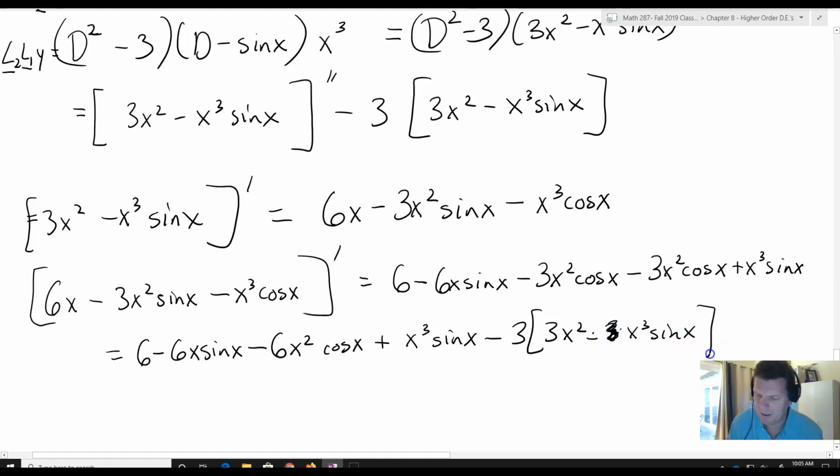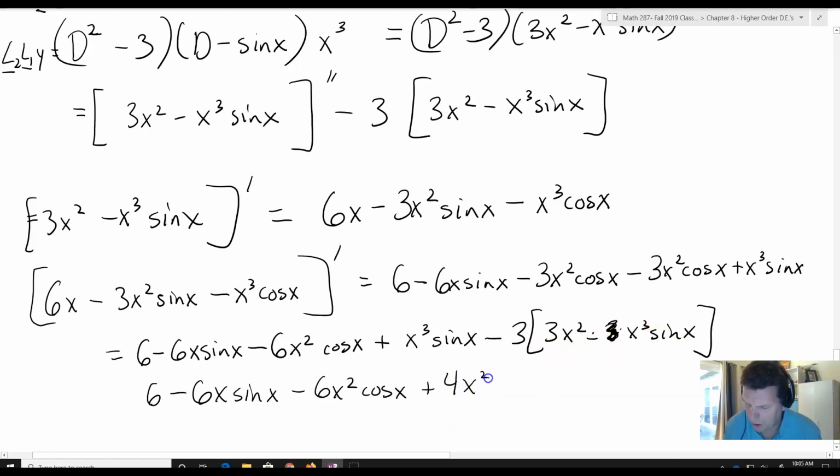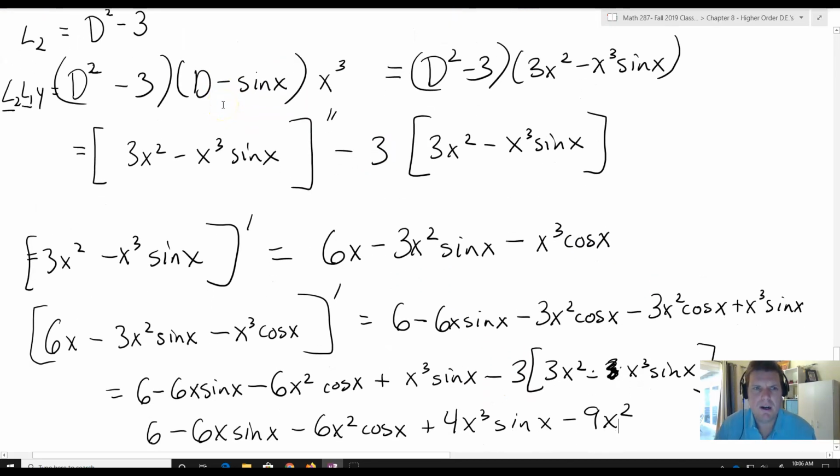All right, we're not quite done yet. So this is 6 minus 6x sine x minus 6x squared cosine x plus 4x cubed sine x minus 9x squared. So we do have these terms. It's quite a lot. But still, I should end up with a plus 3x cubed sine x, and I actually end up with a 4x cubed sine x. So there's all sorts of problems. I don't have a way to interpret this.